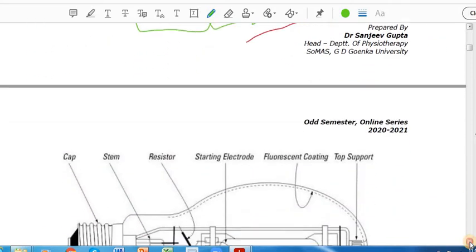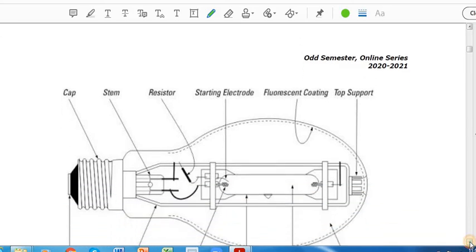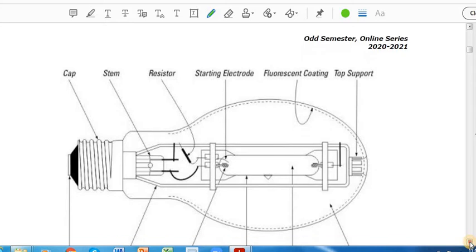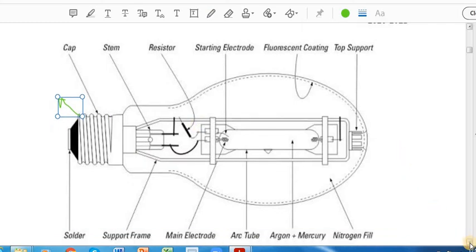Now we need to understand the gross structure. I will not go much into the physics, but we will just see the gross structure of an ultraviolet bulb. It looks like a simple bulb only. You have a bulb with a cap with a screw. This is the part where the bulb is fixed to some electrical supply or to some frame, just as we fix a bulb in a holder. Now this is the area where the whole thing starts. You call it the stem. There is a resistor here.